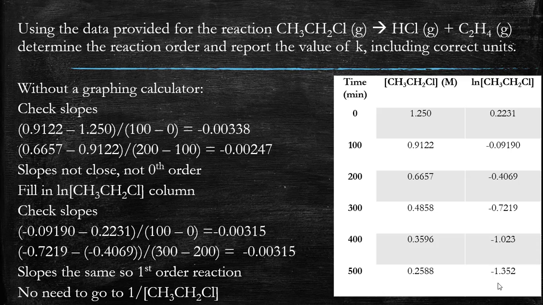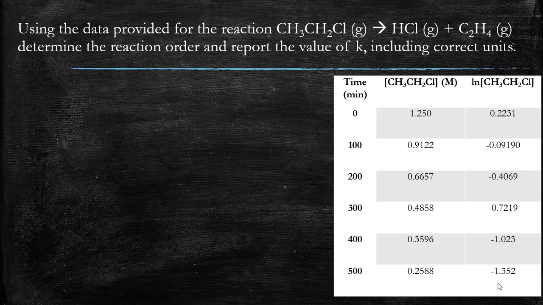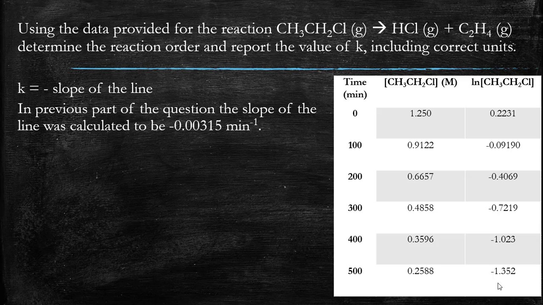Because we know it's a first order reaction, we don't need to check the inverse of the concentration of the chloroethane. The next part of the question says report the value of K and include correct units. K is the negative of the slope of the line. In the previous part of the question, the slope of the line was calculated to be negative 3.15 times 10 to the minus 3 per minute.